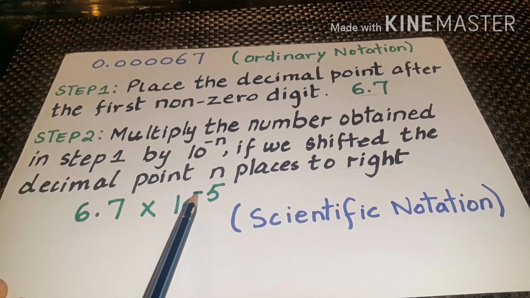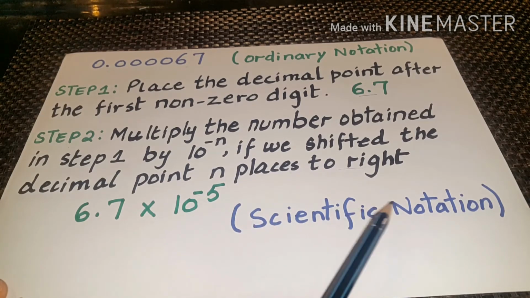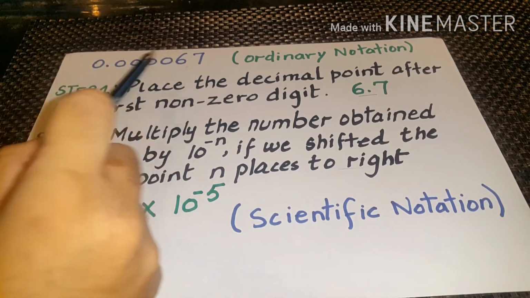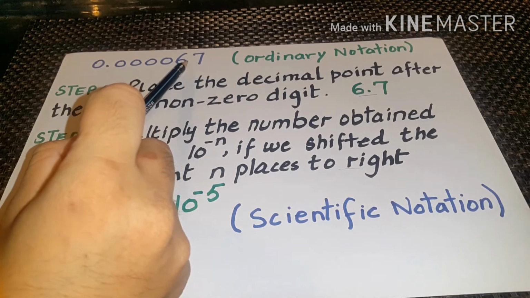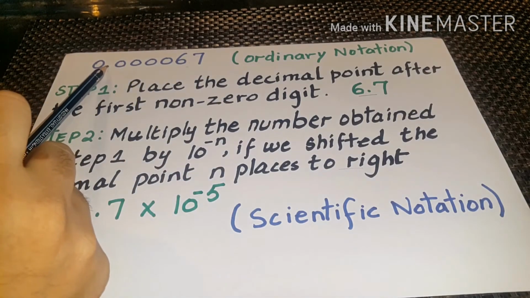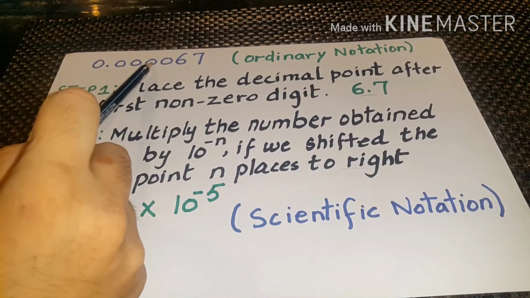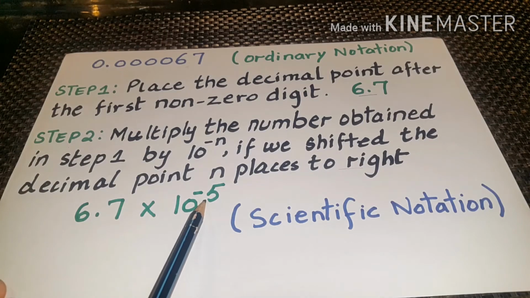6.7 into 10 raised to power minus 5 is the number written in scientific notation, because we have first put the decimal here, and now if we see how many places the decimal has shifted: 1, 2, 3, 4, 5. This n is minus 5.